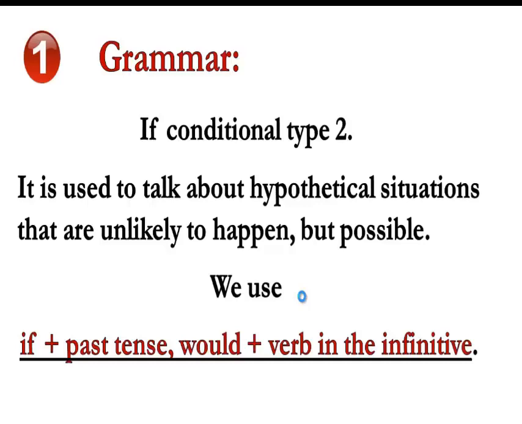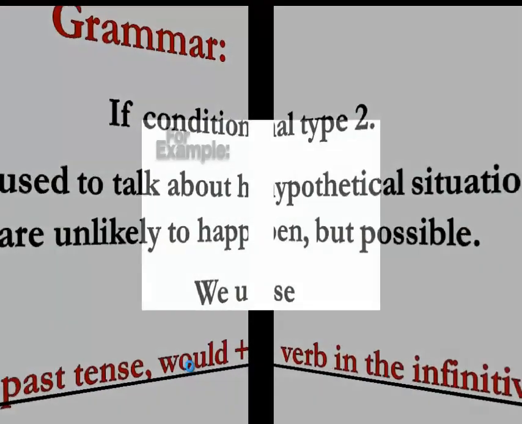Okay? So here the rule, we should use if, then past tense, the second form of the verb. In the second sentence, we should separate it with a comma. Then in the second part we should use would, then the verb in the infinitive form, the base form of the verb, right? So let's read these examples to learn more about this rule.